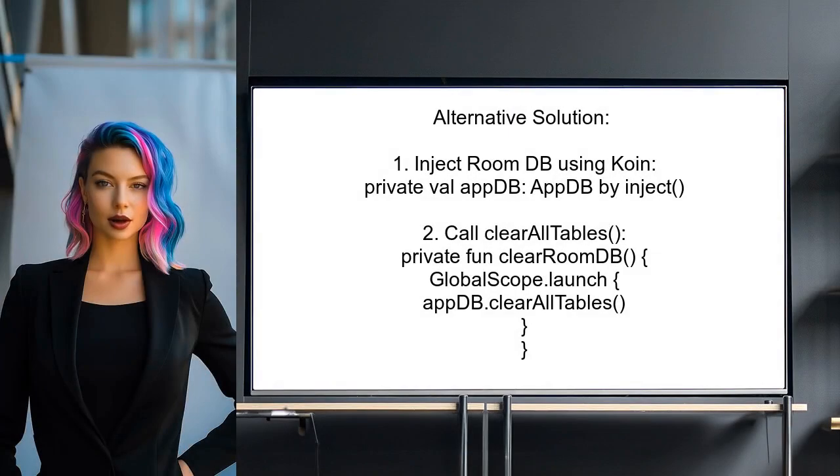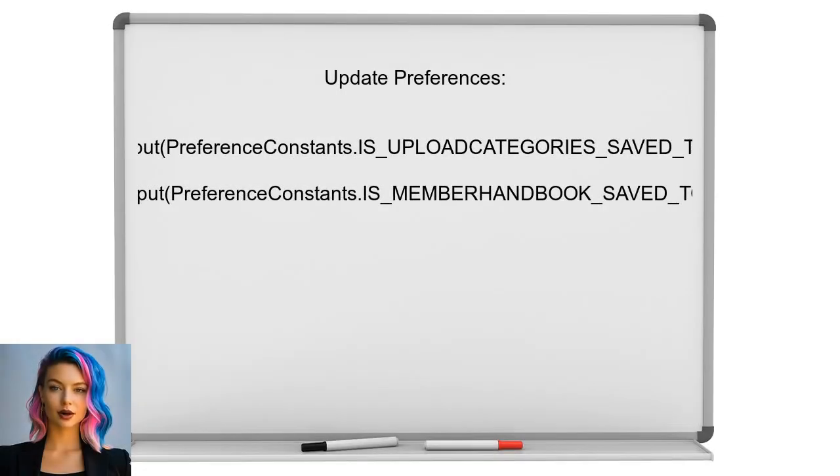Now, let's dive into a different answer from another user. One alternative solution provided by a user involves using Kotlin to delete all entries in a specific table. First, they suggest injecting the Room database into your activity using dependency injection with Koin. Then, you can simply call the clear all tables method. Additionally, the user mentions updating preferences after clearing the database, ensuring that certain flags are set to false.